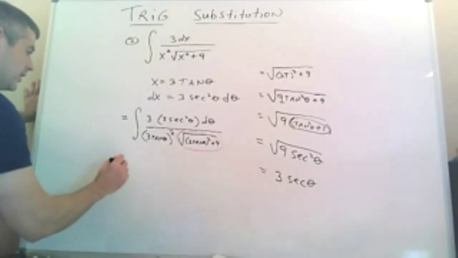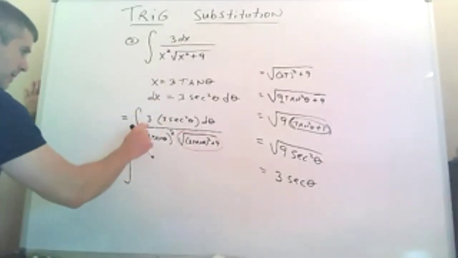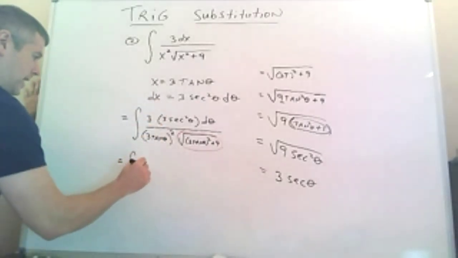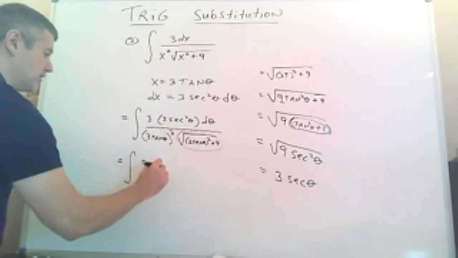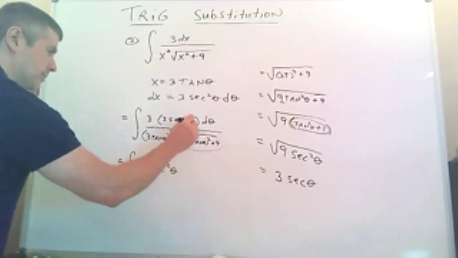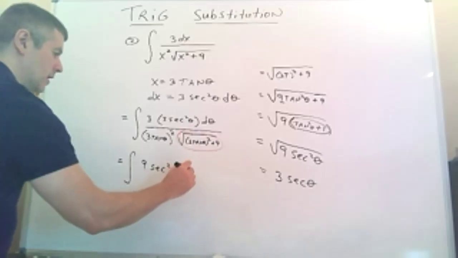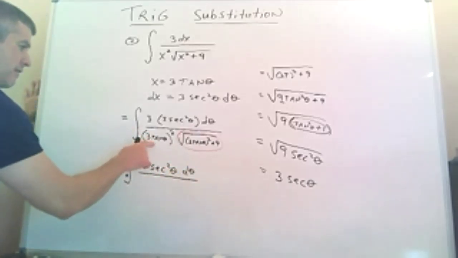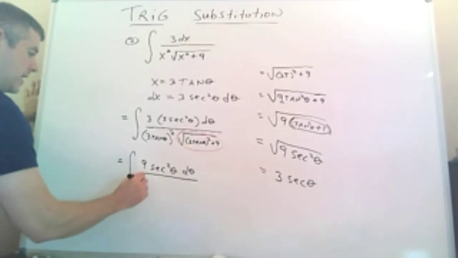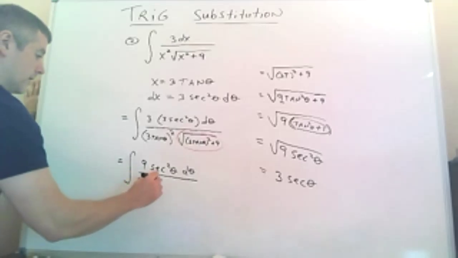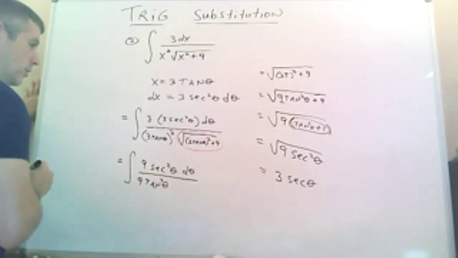Then you go back to your integral. I'm going to write it all again. 3 and 3 make 9. So on the top, I have secant squared, d theta. On the bottom, I have this squared, which is 9 tan squared theta. This one's going to be a little more nasty.